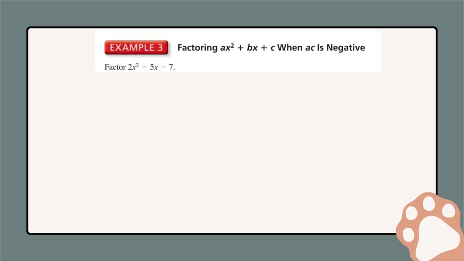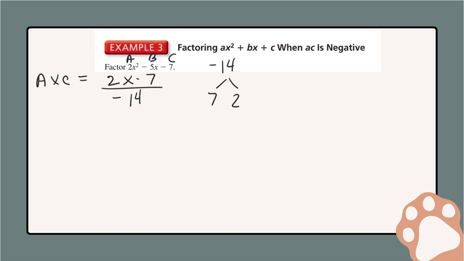Same rules. I see C is negative. So when it's negative, remember you're going to have a positive and a negative, different signs. I cannot factor 2, 5, and 7, so I'm going to multiply A times C. Remember, A, C, and B. A times C gives me 2 times negative 7, which is negative 14. Factors of negative 14, when added, will give me negative 5. In this case, that will be 7 and 2.